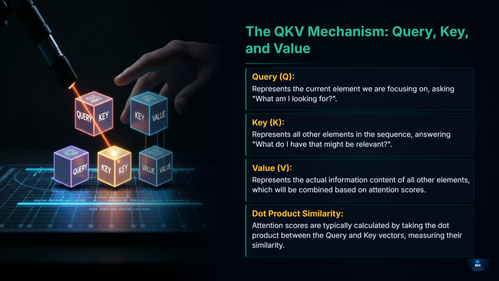The core of self-attention revolves around three conceptual vectors: query, key, and value, or QKV. Think of it like searching a database. Your query is what you're looking for, keys are the indexed attributes of available data, and values are the actual data you retrieve. The dot product helps determine the relevance. This is the foundation for deeper contextual understanding.